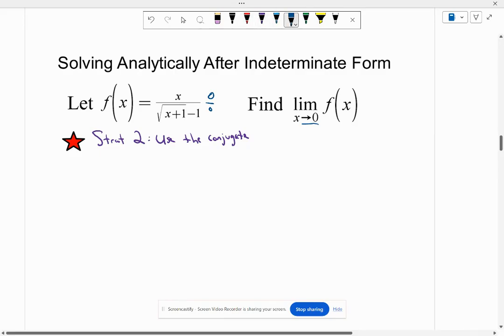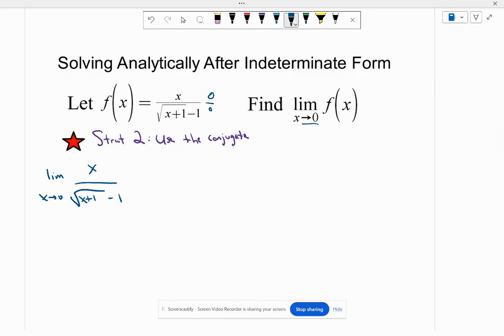And that's when we're going to multiply by the conjugate. So we're trying to find the limit of my function, which is x divided by the square root of x plus 1 minus 1 as x approaches 0. And if we plug in 0, we get 0 over 0, so we don't know what the limit is approaching yet. Looking at a graph will probably give it away, but we're going to do this without a graph.